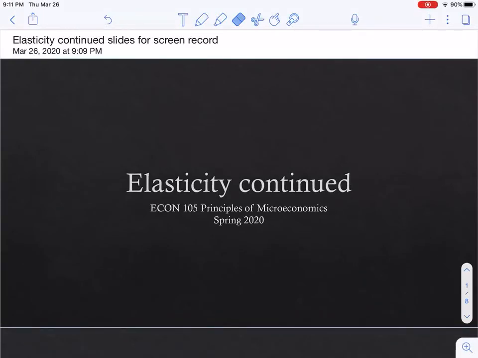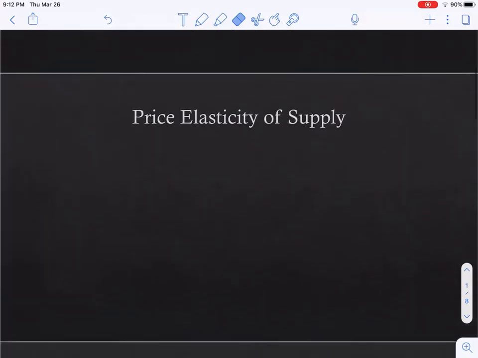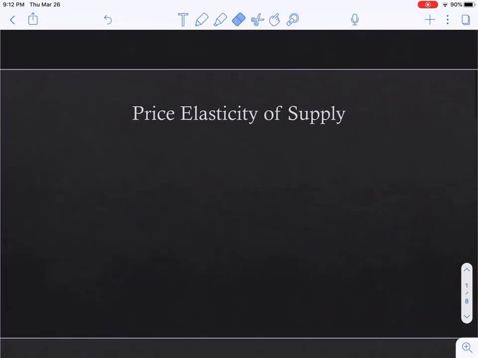Okay, welcome back. I want to keep talking about elasticity and pick up with a new measure of elasticity called the price elasticity of supply. Now, before we get to the formula for price elasticity of supply, I want to review the formula for price elasticity of demand. And this is what we did together the last time we met physically as a class.